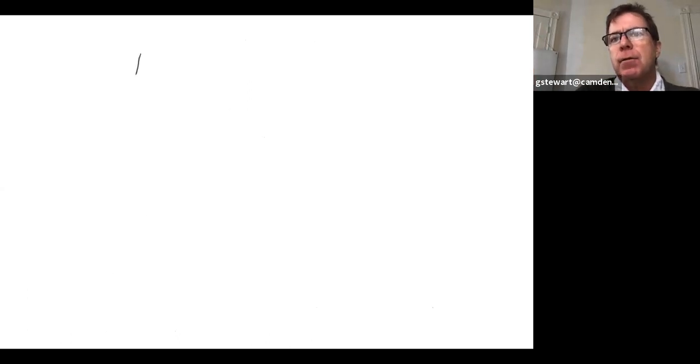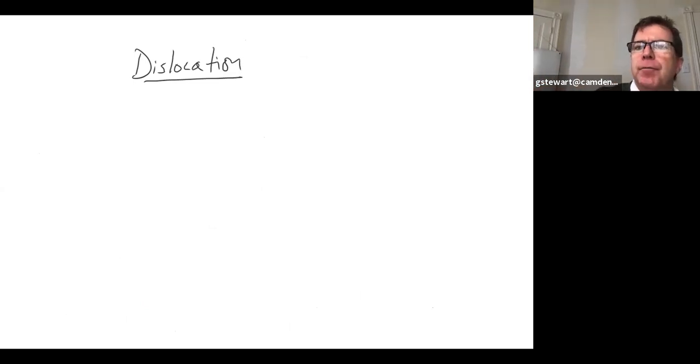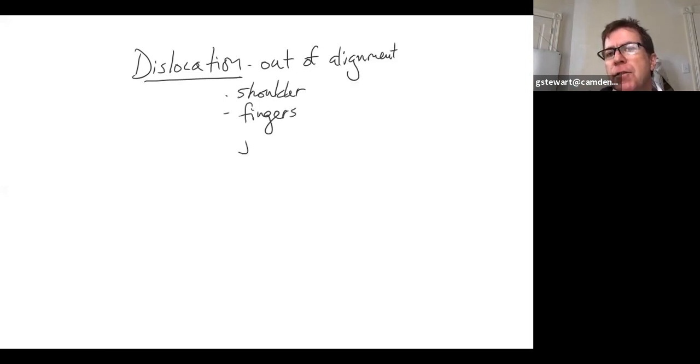A dislocation, just the name describes what that means. A dislocation is just when bones are forced out of alignment. And the typical treatment is surgical intervention of just realigning the bones themselves. The most common places that we get dislocations are the shoulder, I'll list these, fingers, and the mandible. I'm just going to write the jaw.